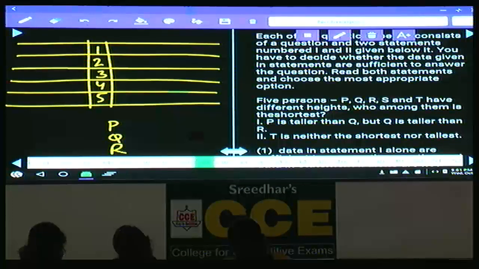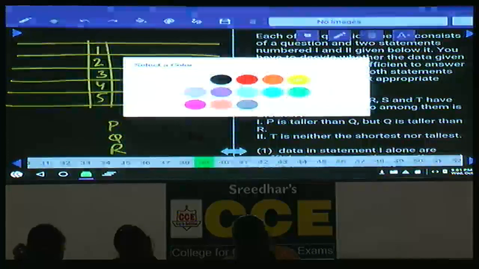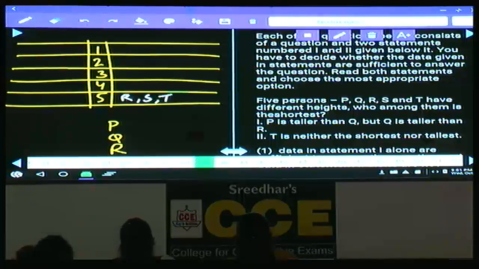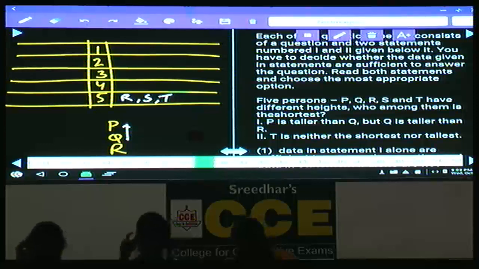P, Q and R. Now with the help of condition number 1, we cannot definitely say who is the shortest, isn't it? Tell me who is the shortest here. Either R, S, or T can be the shortest. P and Q cannot be the shortest because P and Q are taller than Q, isn't it? Hence, with the help of condition number 1, either R, S or T could be the shortest.